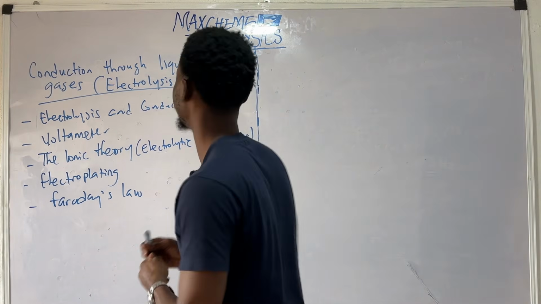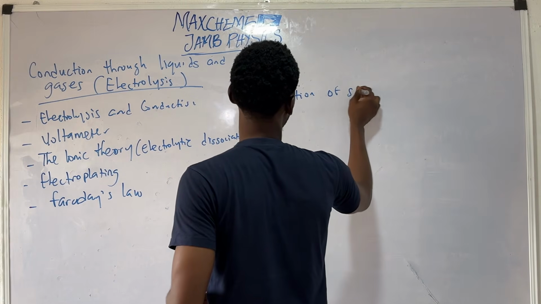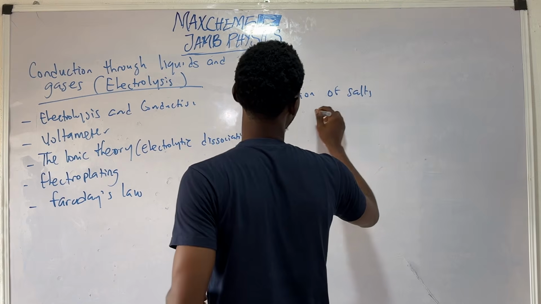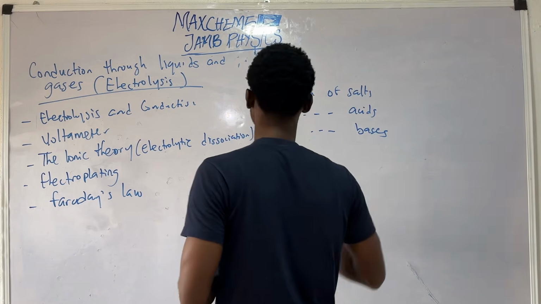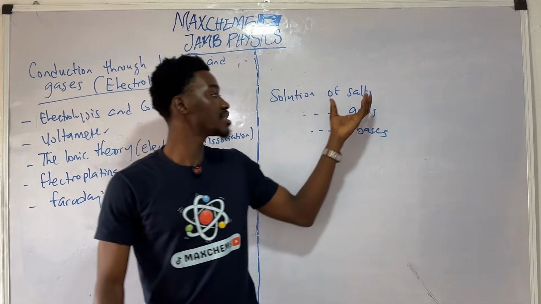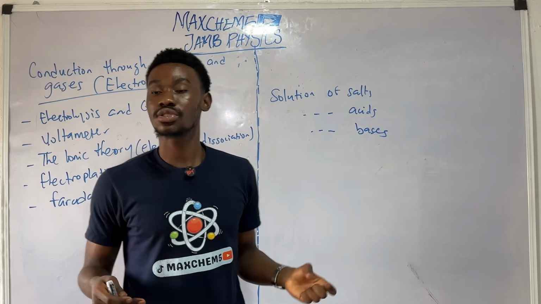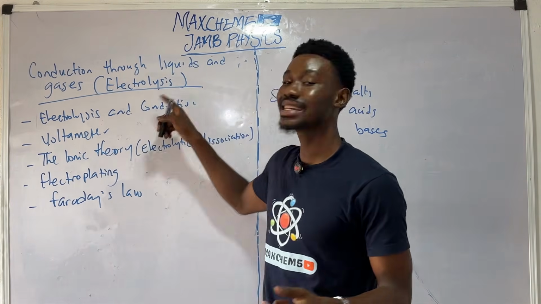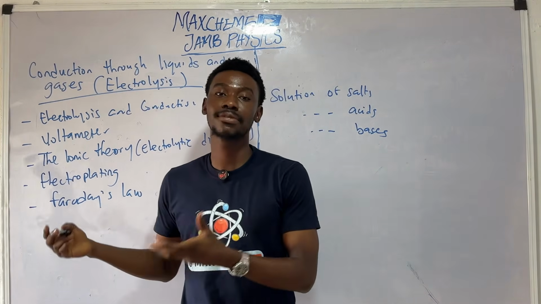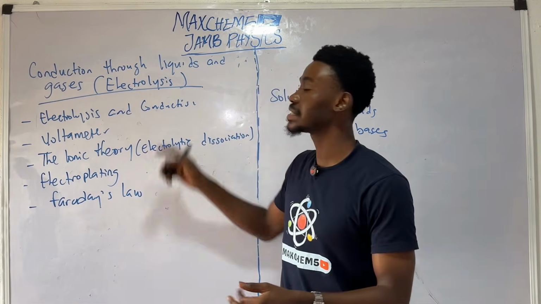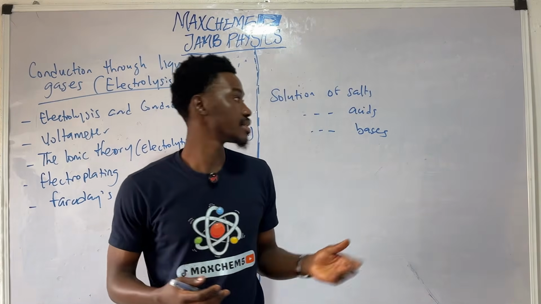Liquids like solutions of salt, acids, and bases. Solutions like this, that is the mixture of certain acids, bases, and salts in water, can conduct electricity. The process of electrolysis is the chemical change in a liquid when current flows through it.